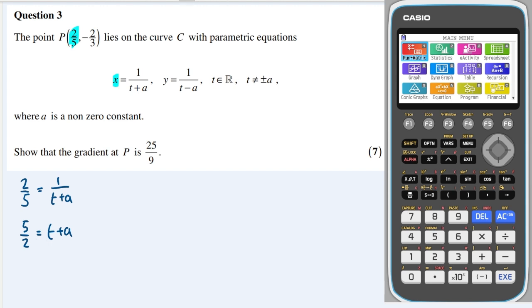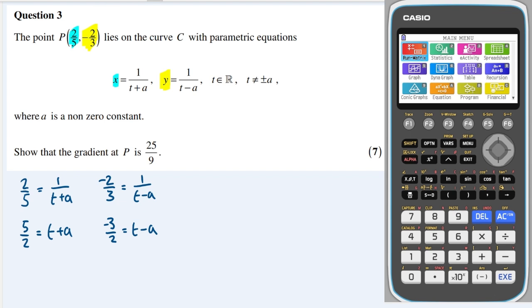So what I'm going to do is use the second equation, which is y, and the coordinate for y satisfies that. So I get minus 2 over 3 is equal to 1 over t minus a. Flip that one to get minus 3 over 2 is equal to t minus a.